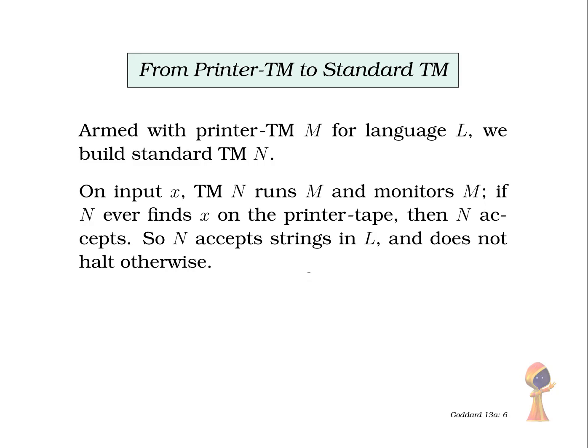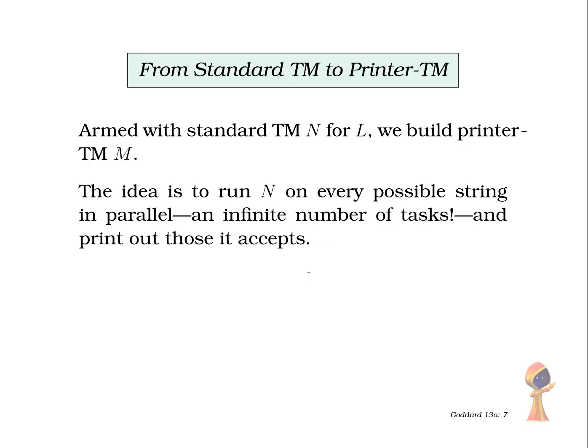Now for a standard Turing machine to printer Turing machine, let's suppose we have a standard Turing machine N which recognizes a language L. How can we build a printer Turing machine M? The idea is to run N on every possible string in parallel. So it is literally an infinite number of tasks. It simply prints out those that it accepts. So we have the other way around as well.